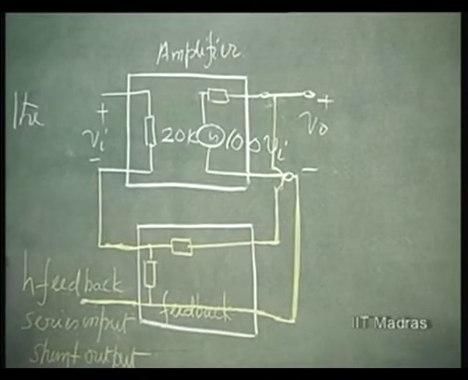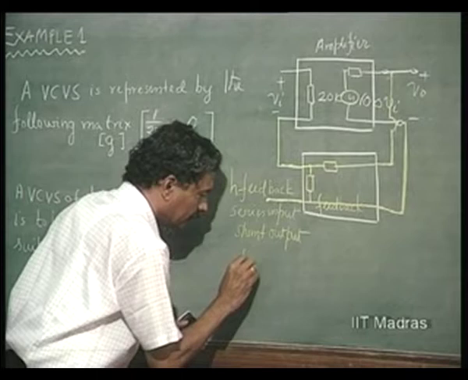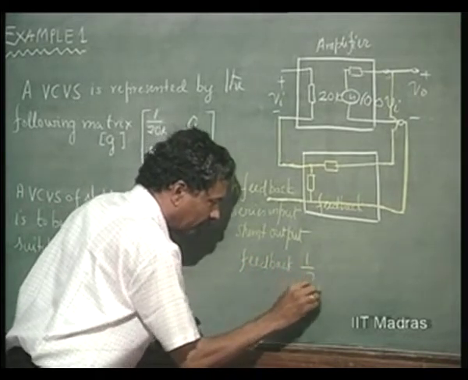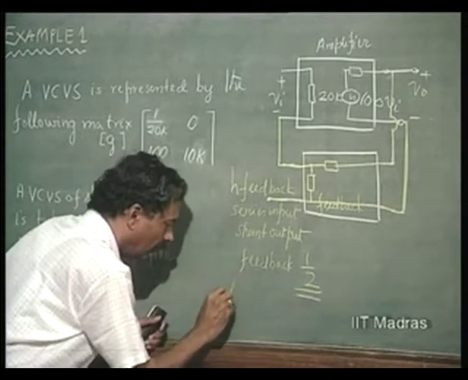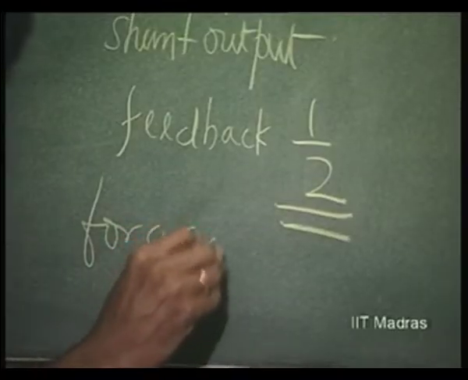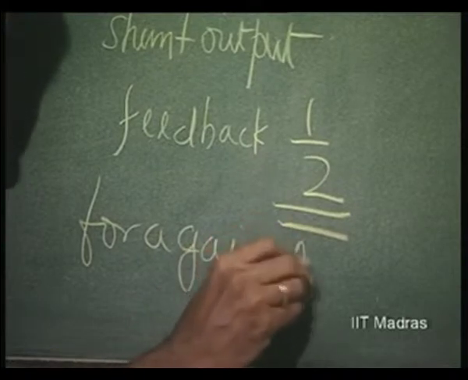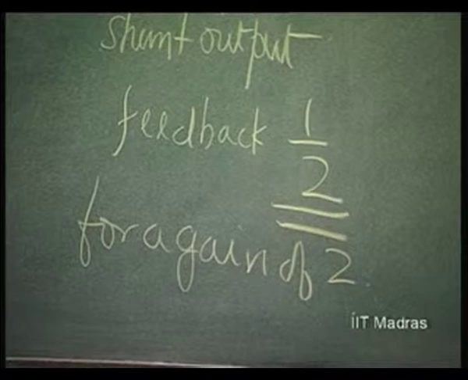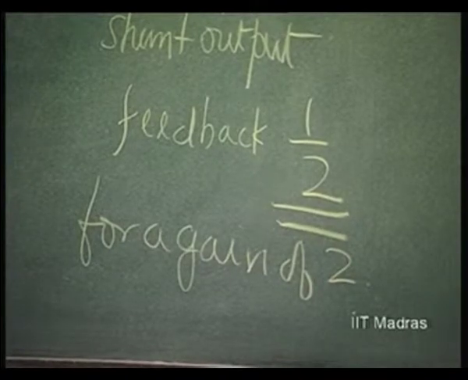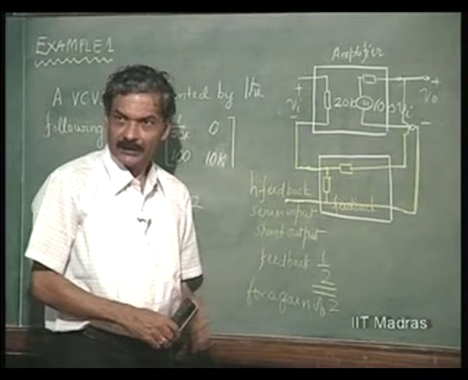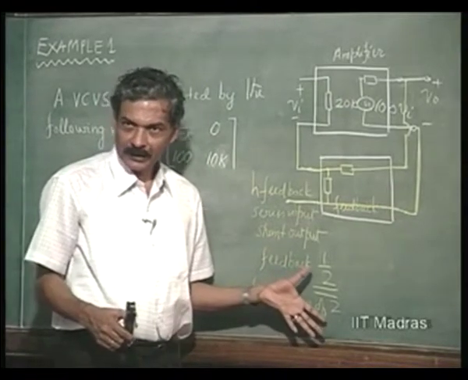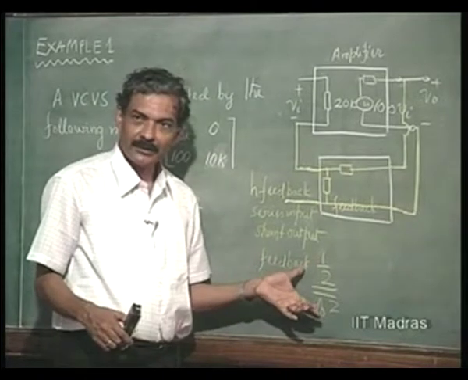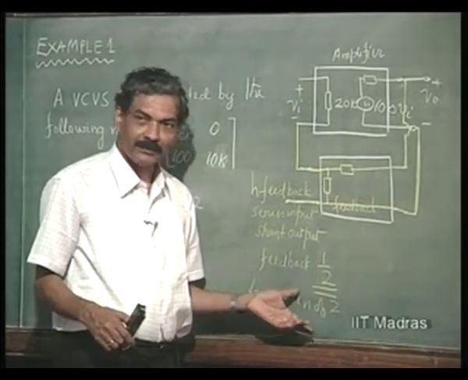So, a feedback factor of half is necessary for a gain of 2. It is just always 1 over the feedback factor if the loop gain is infinity. Since we do not know the loop gain, we will assume that the loop gain is infinity and try to design the feedback such that a gain of 2 is obtained with infinite loop gain.